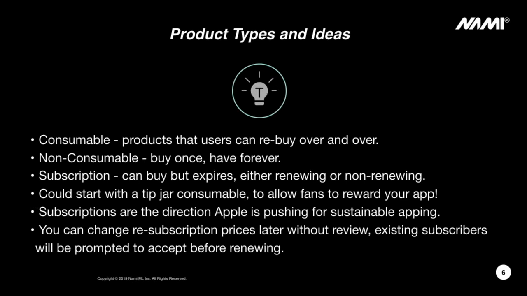Consumable products are things that can be purchased again and again. One typical example is coins in a game. But there are other ways to use this. I'll get to that in a second.